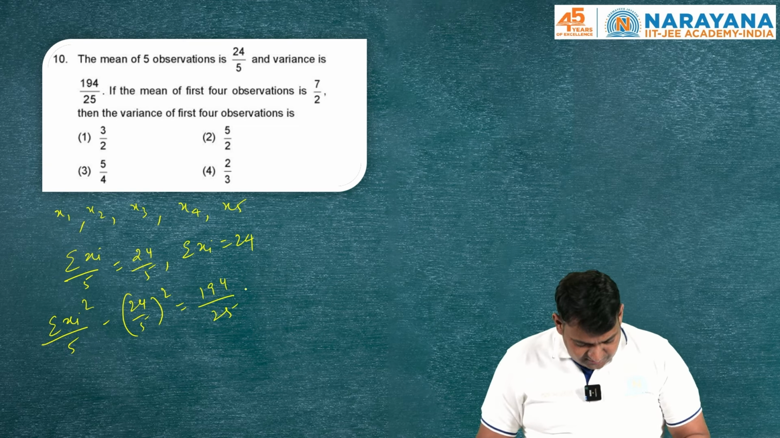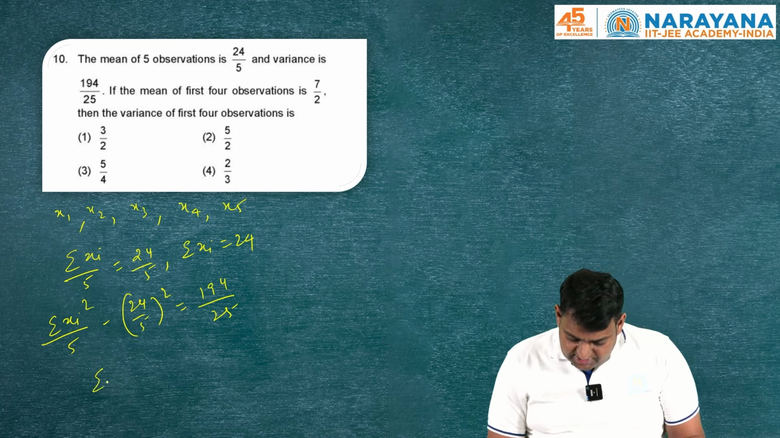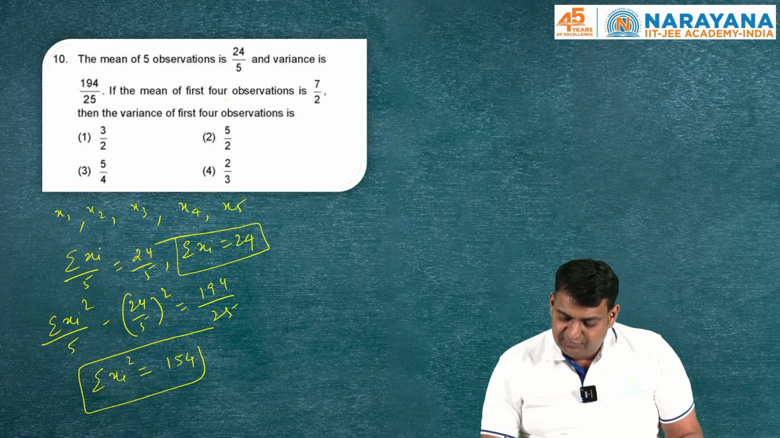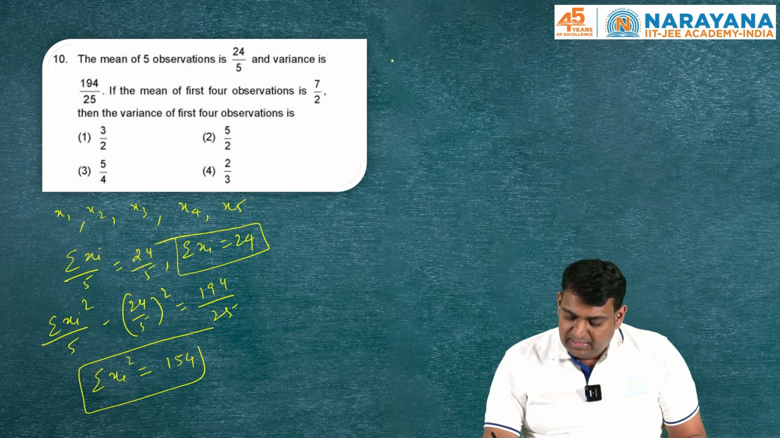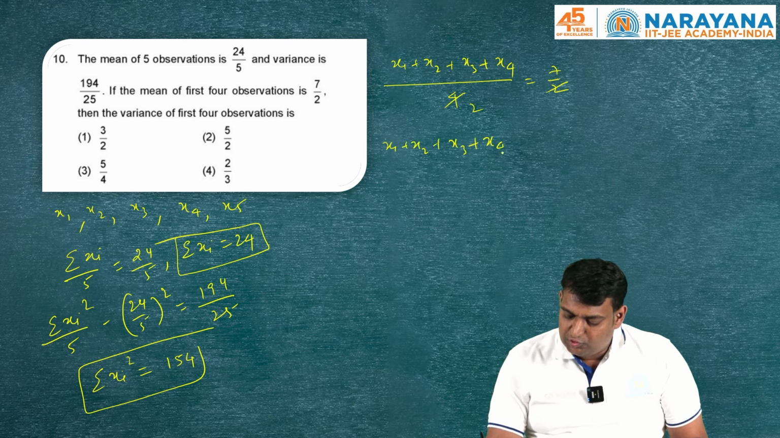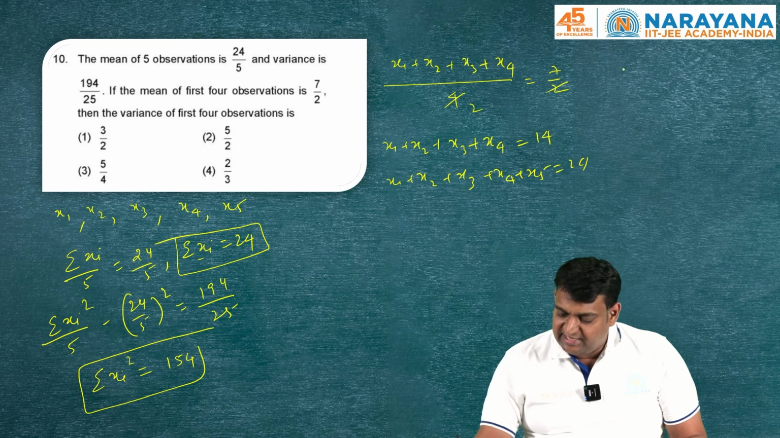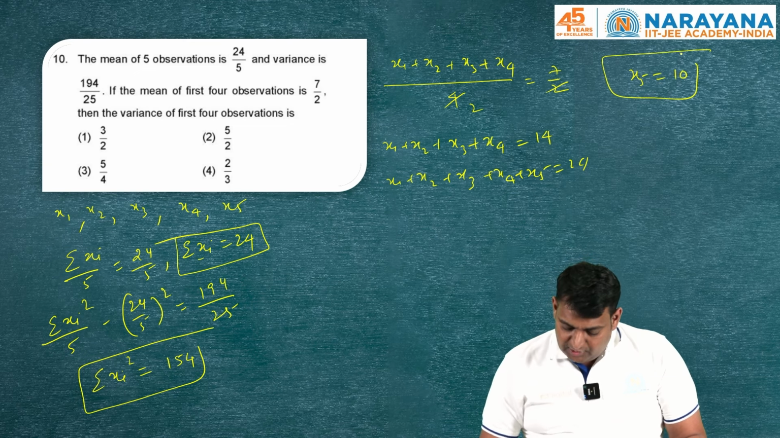Now, since the calculation will take time, I have done the calculation separately. You will get sigma xi square from here, you will get 154. And sigma xi is 24. Now, what he said is that the mean of the first 4 observations, x1 plus x2 plus x3 plus x4 by 4, is 7 by 2. So x1 plus x2 plus x3 plus x4 is 7 2s are 14. And x1 plus x2 plus x3 plus x4 plus x5 we have 24. So, directly we get the value of x5 as 10.